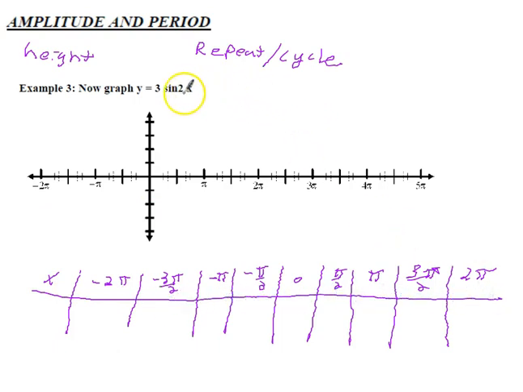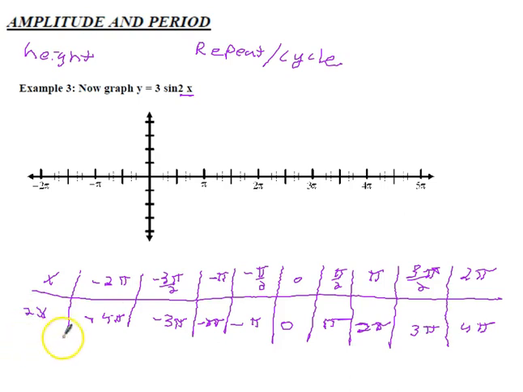So the first thing we see here is it's going to be 2 times x. So we're going to figure out what 2x is, so we multiply all of these by 2. So we get -4 pi, -3 pi, -2 pi, -pi, 0, pi, 2 pi, 3 pi, and 4 pi. So these are now the x values that we're going to plug in.